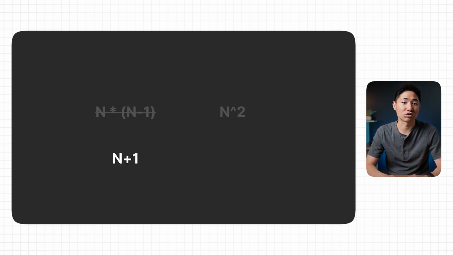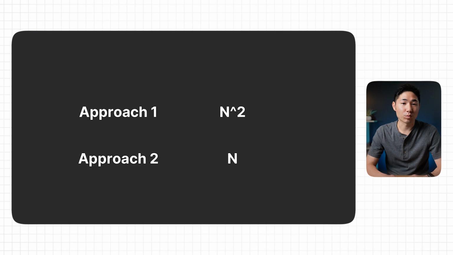Same thing goes with approach 2. n plus 1 is approximately the same thing as n, since we're talking about such a big input size that that plus 1 does not matter. So we can simplify the approximation by simply stating that the first algorithm has a complexity of n squared, and the second algorithm has a complexity of n.